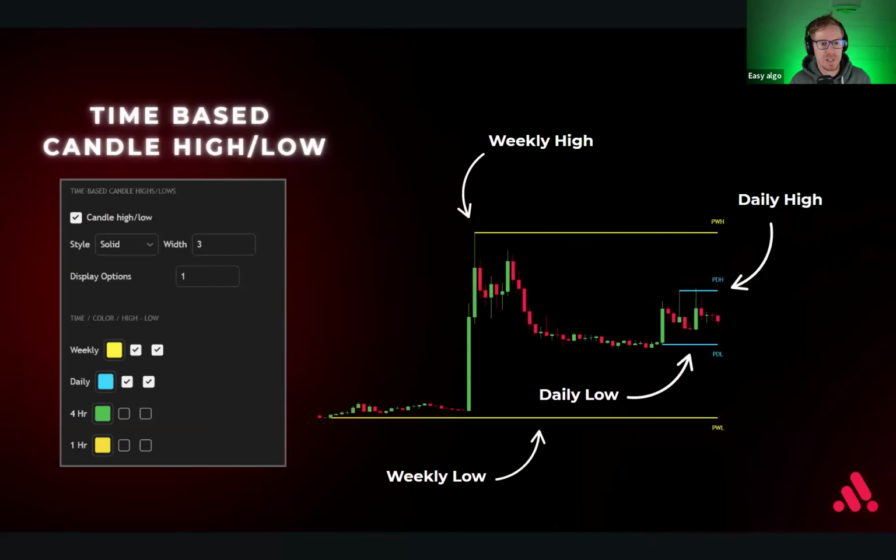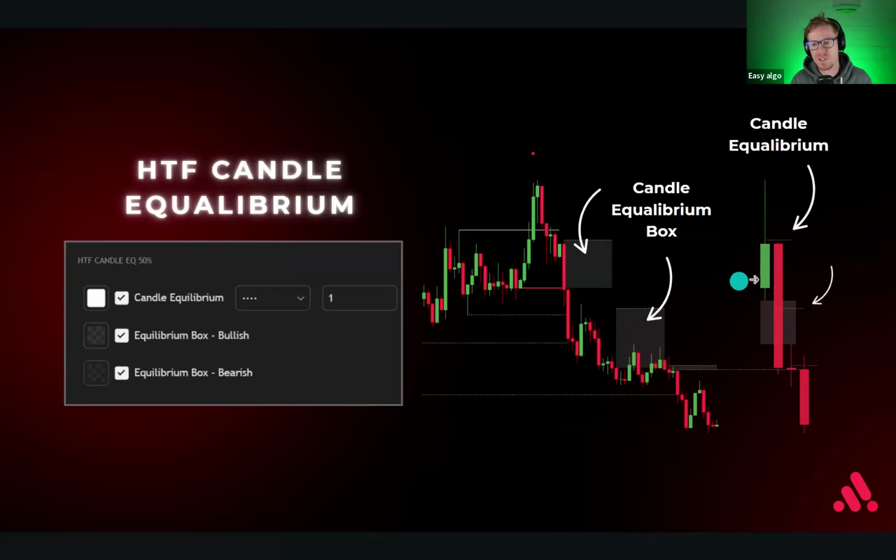Then over here, we've got time-based candle highs and candle lows. So what this is doing, this is measuring the higher time frame candles. And what it is doing, so if we come over here, just to show you an example, we've got the higher time frame candles over here.